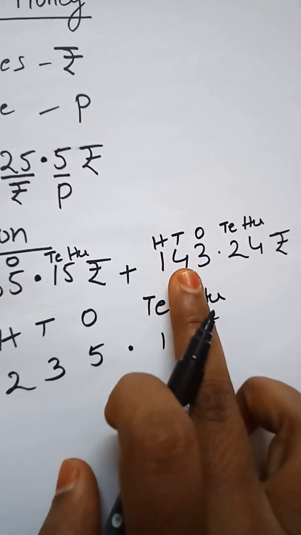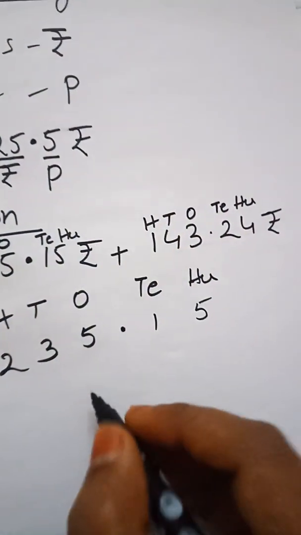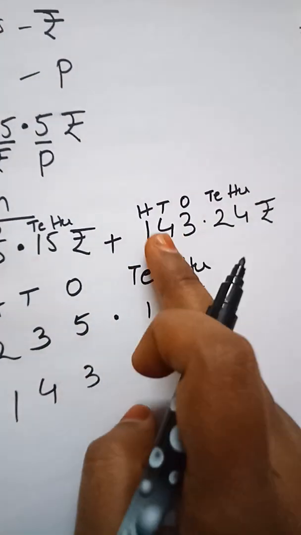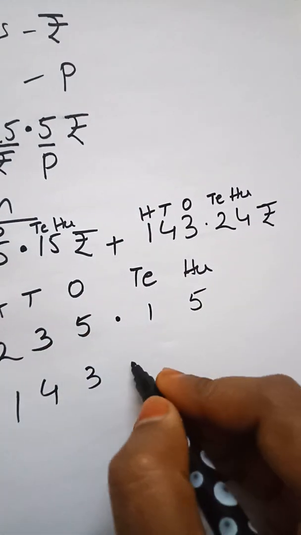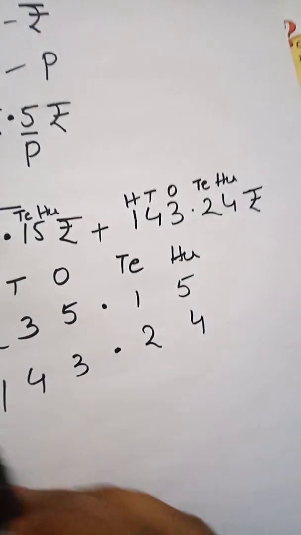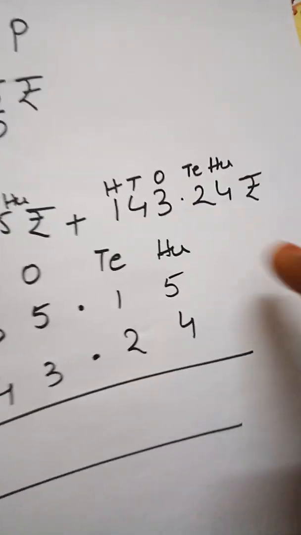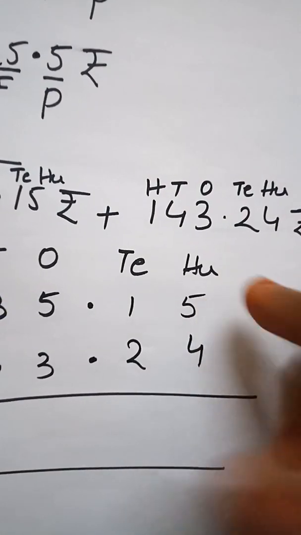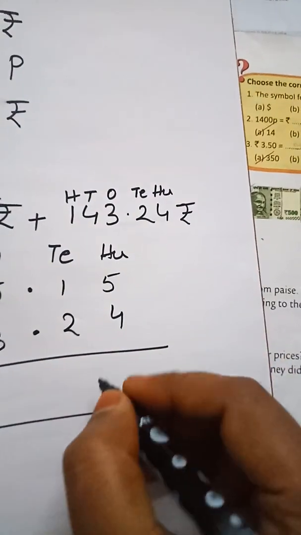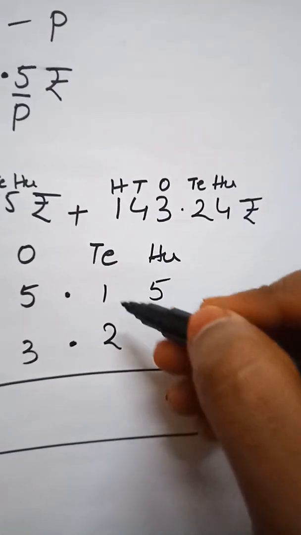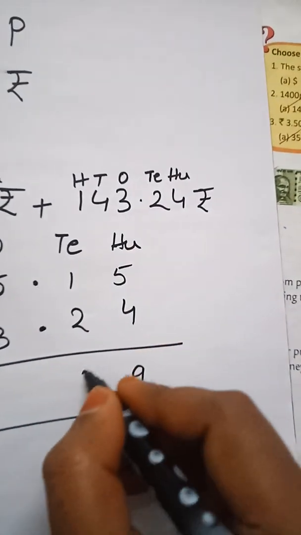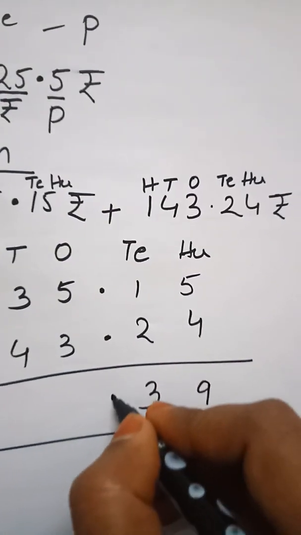Plus, next, what is there? 143. Ones place 3, tens place 4, hundreds place 1. Point, tenths place 2, hundredths place 4. Now add these both. 5 plus 4. Keep 5 in mind, take 4 fingers. After 5: 6, 7, 8, 9. So write 9 here. Next, 1 plus 2. Keep 1 in mind, take 2 fingers. After 1: 2, 3. Write 3. Next, the point is there.